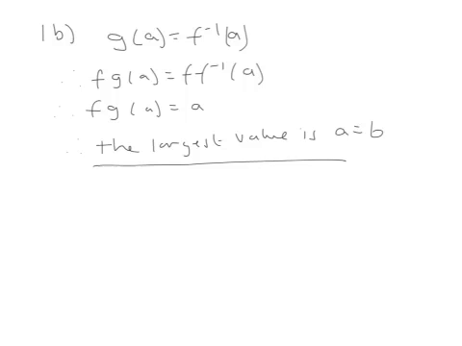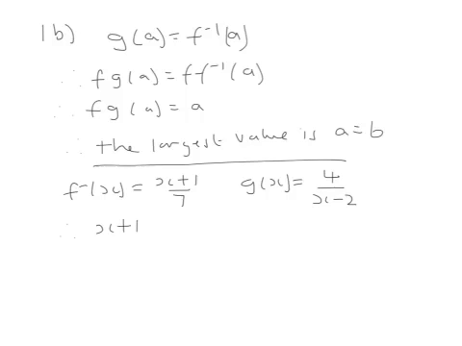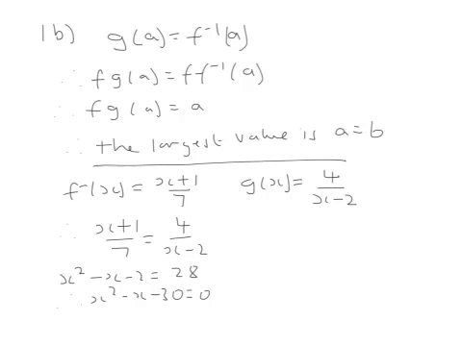Now if you can't see that, another way of doing it is to work out what f minus 1 of x is. That works out to be x plus 1 over 7. We know g of x is 4 over x minus 2, so therefore you get x plus 1 over 7 is 4 over x minus 2, cross multiply, so x squared minus x minus 2 equals 28. So therefore x squared minus x minus 30 equals 0, and that's the equation we just had.